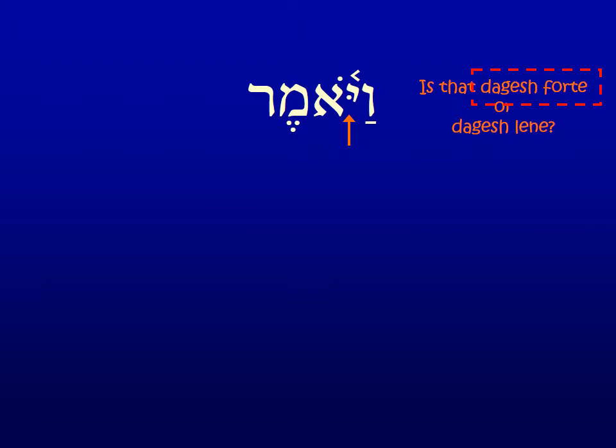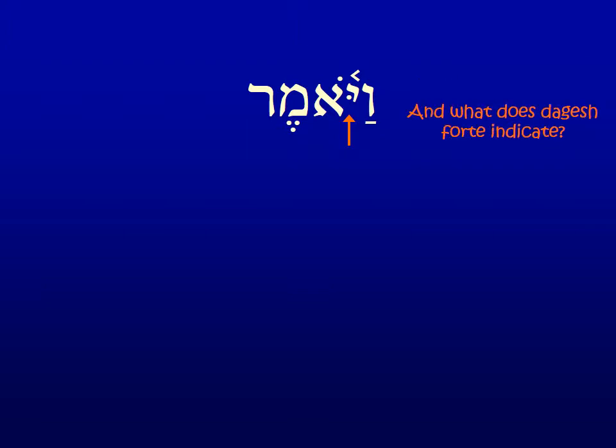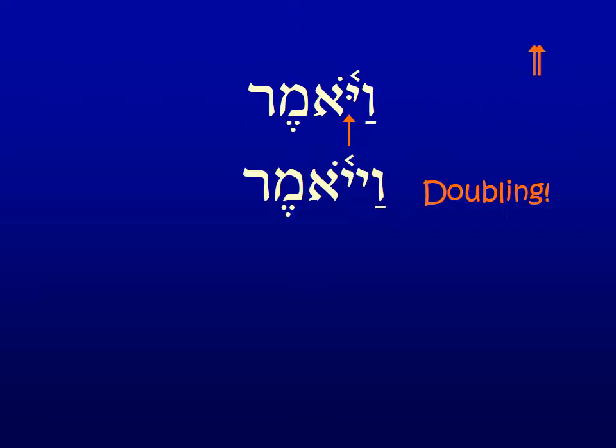Now, if you remember, dagesh forte means that we have a doubling of the letter. Now, you will never see this word written this way, but one could imagine that we could show the doubled yod instead of the dagesh, and here then you would have vav yod yod aleph mem resh.